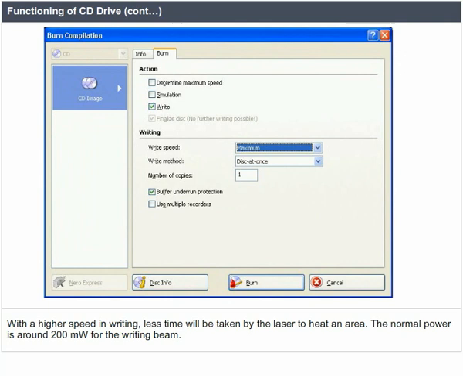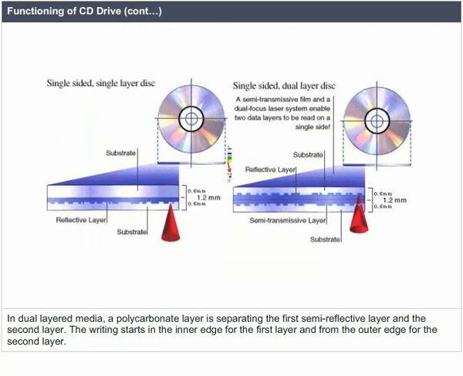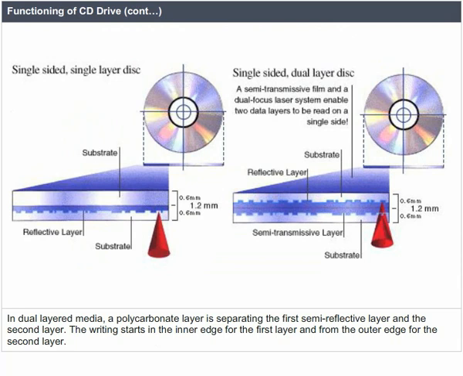In rewritable discs, instead of a dye layer, the crystalline metal alloy used to cover the disc is melted with a laser beam. The lands and pits on the metal alloy layer differ based on the extent the beam is exposed and can cause greater reflectivity. In dual-layered media, a polycarbonate layer separates the first semi-reflective layer and the second layer. The writing starts at the inner edge for the first layer and from the outer edge for the second layer.